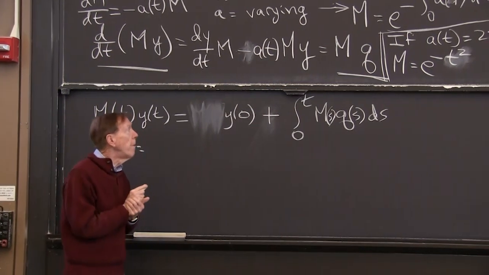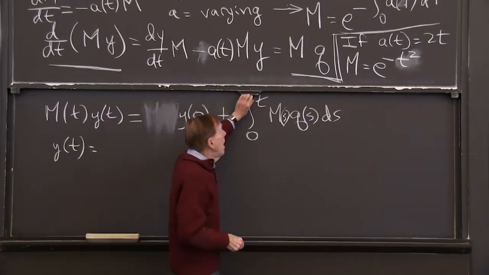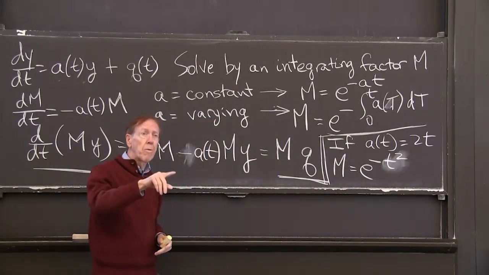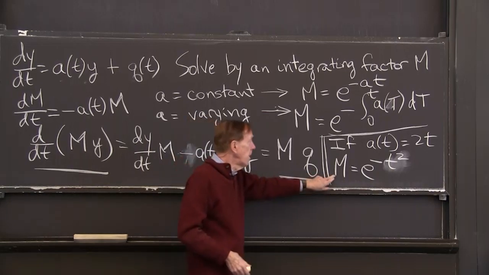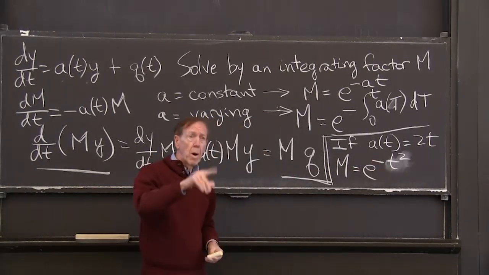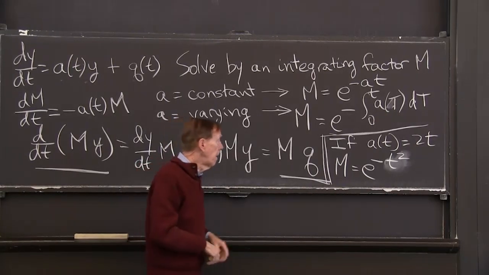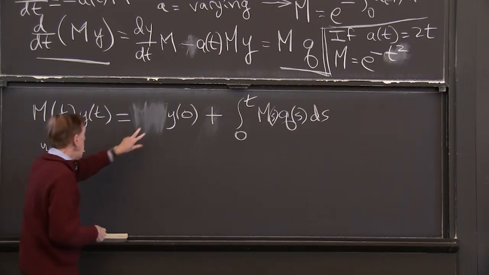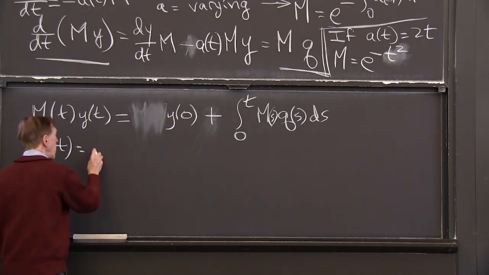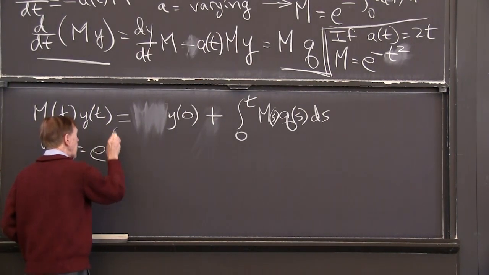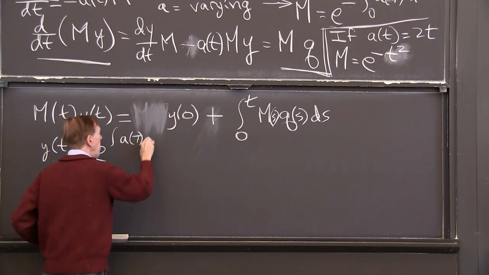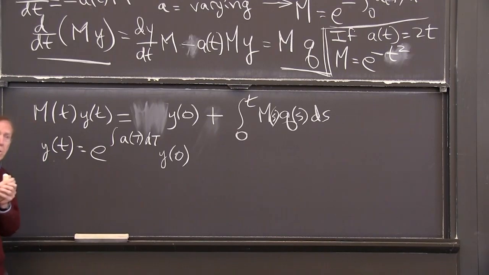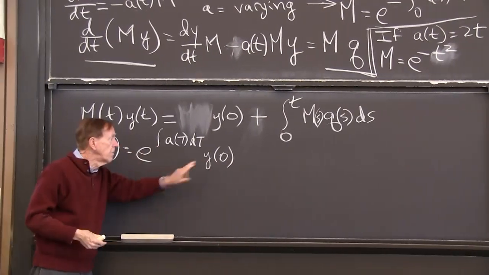So what is 1 over m? Well, m has this minus sign in the exponent. 1 over m will have a plus sign. M here has e to the minus t squared. 1 over m will be e to the plus t squared. So when I divide by m, I'll get y of t. This will be 1 over m. That will be e to the plus the integral of a of t dt, y of 0. That's the null solution. That's the solution that's growing out of y of 0.